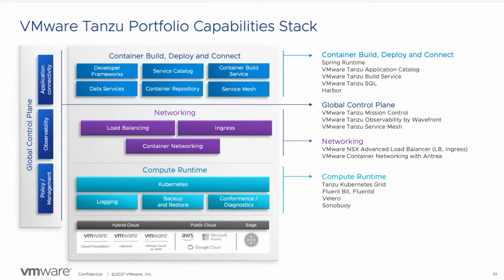Our networking is provided by Antrea, another project which VMware has placed into the open source community. And we also deployed the NSX load balancer for you in this lab, also formerly known as Avi. We'll be focusing on the runtime in this lab, which is Tanzu Kubernetes Grid, which is our CNCF conformant Kubernetes. We'll also take a look at logging and monitoring using Fluent Bit. And other labs will look at Velero and Sonobuoy.